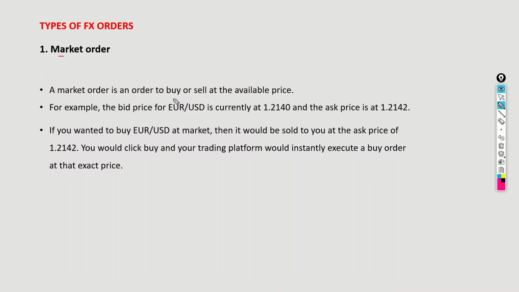A market order is an order to buy or sell at the available market price. For example, if the bid price for Euro USD is currently 1.2140, which can be simply read as 2140, and the ask price is 2142, and you want to buy Euro USD at the current market, you would buy it at the ask price of 2142. You would click buy, and your trading platform would instantly execute a buy order at that exact price. And if you want to sell, it will also sell at that exact price.